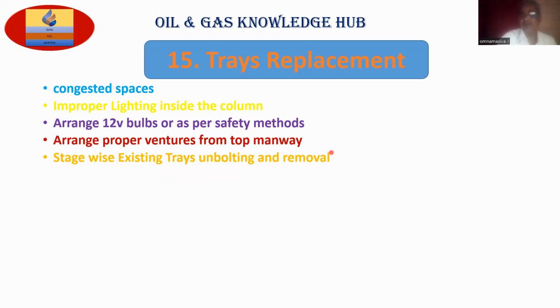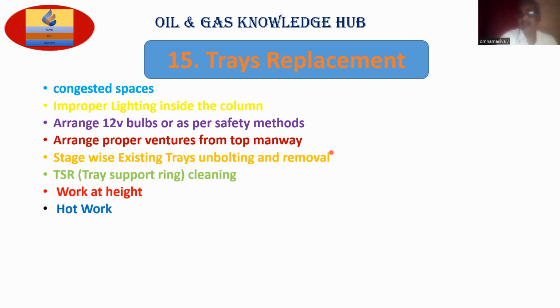Stage-wise existing tray unbolting and removal, and TSR, tray support ring cleaning. This is most important: work at height. You are working at height even inside the vessel. Hot work: mostly hot work is not allowed inside the process column, even though it is cleaned. If at all required, you should go for special permissions, and if any cutting is required, you should use only abrasive grinders. Hazardous sludge: cleaning using scrapers.